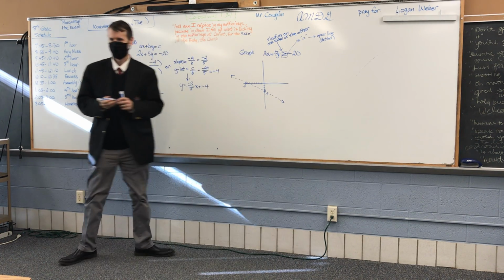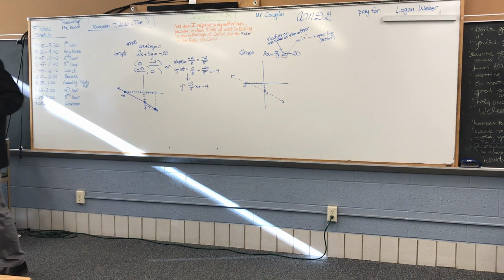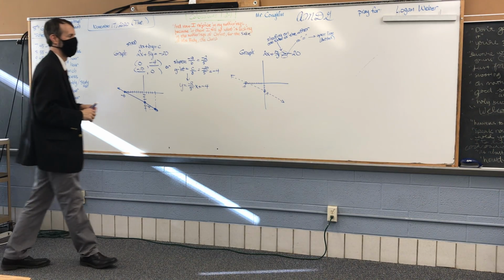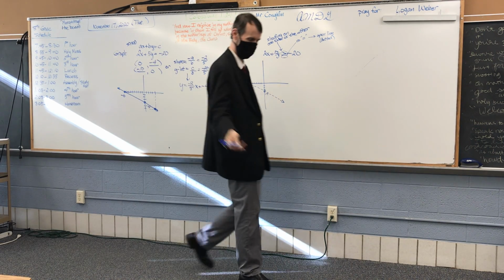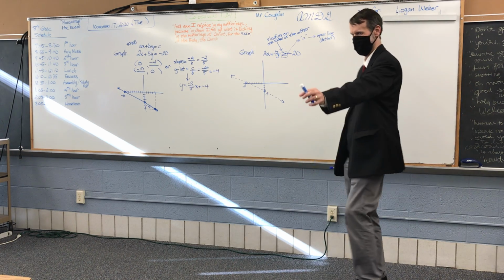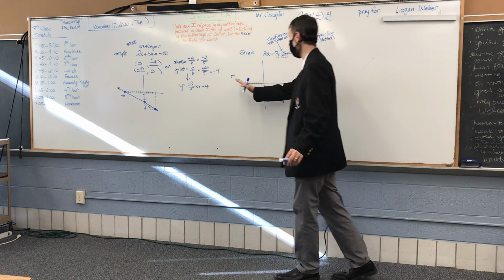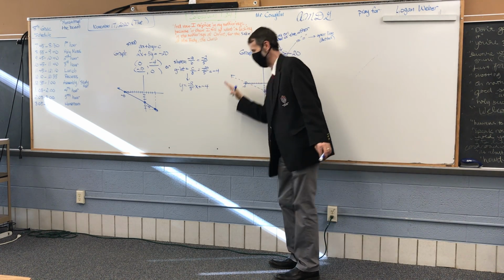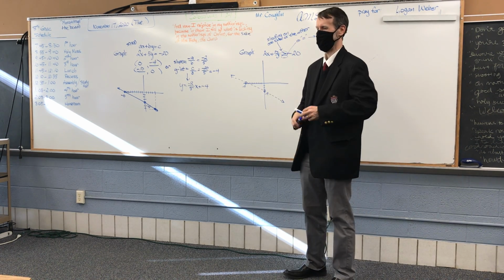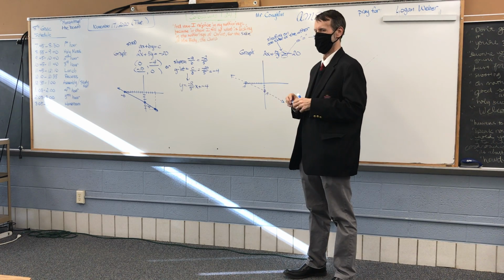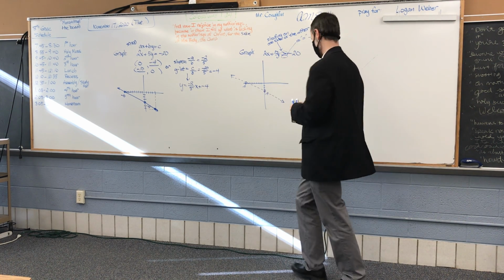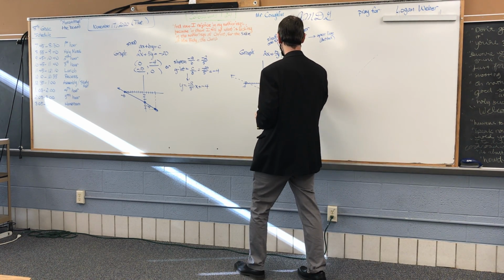Are we done? Play it. No, we need to do one more thing. Like what? Shade. Exactly. How do you tell which way to shade? We're either going to go up and to the right or down to the left. Which way? How do we find out? Plotting a point. Correct. We're going to test a point.